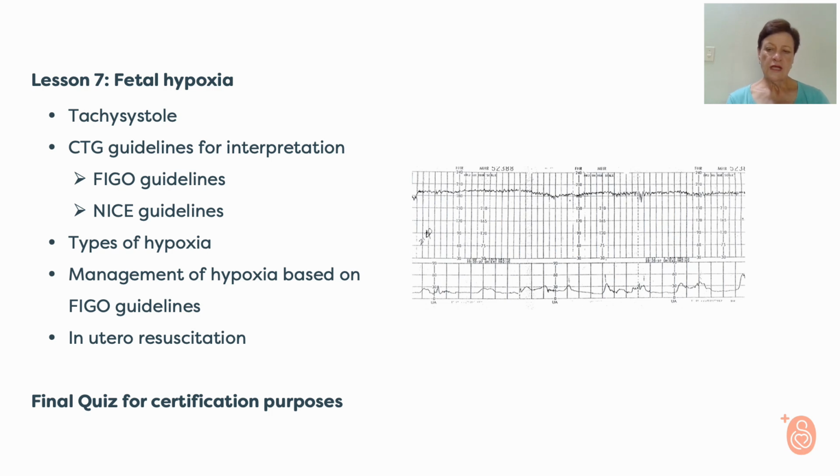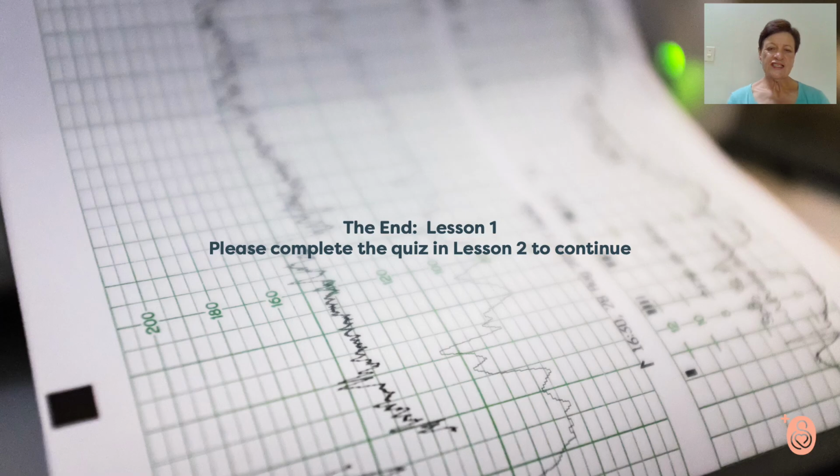And then you get to your final quiz, which you have to pass in order to get a certificate from us to say that you have completed the course and that you do have knowledge on CTGs. And that brings us to the end of lesson 1. You're going now to complete the quiz in lesson 2 before you can carry on to lesson 3. And I hope you will be pleasantly surprised with your knowledge on CTGs after you've done the quiz in lesson 2. Okay, see you in lesson 3.